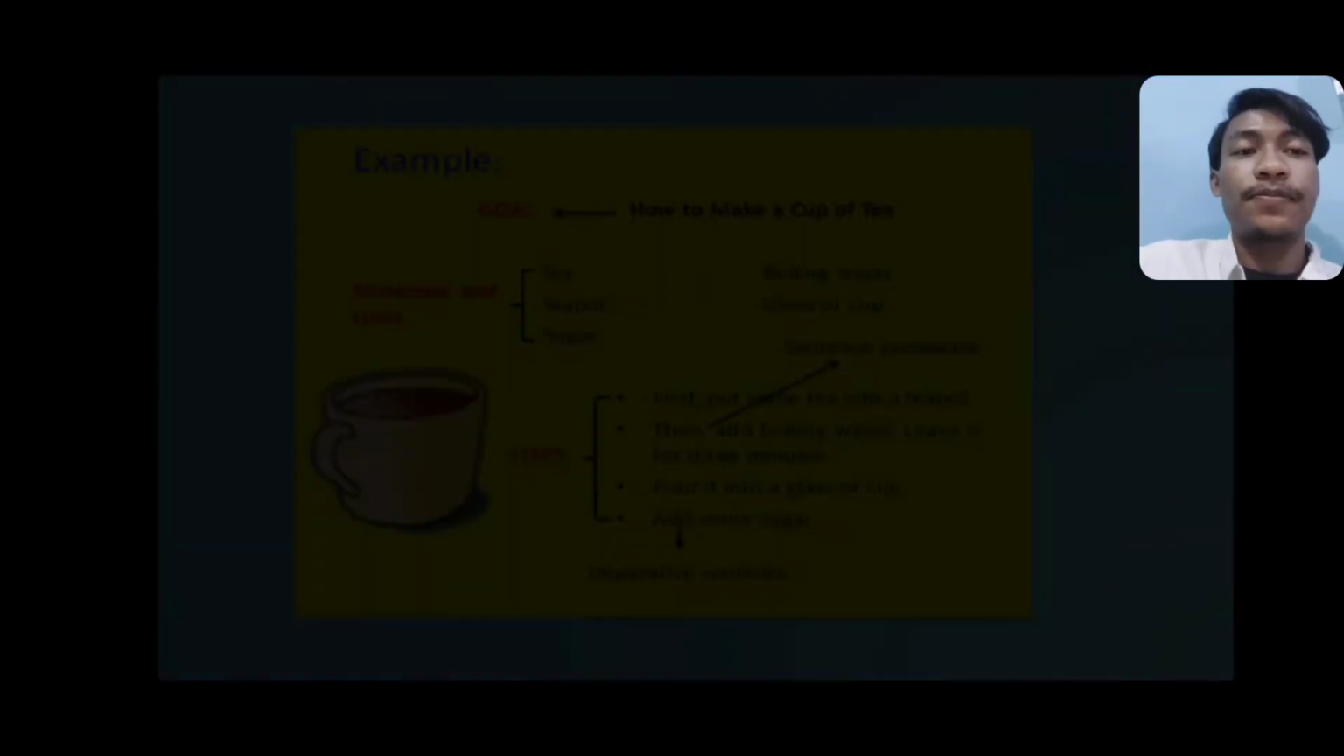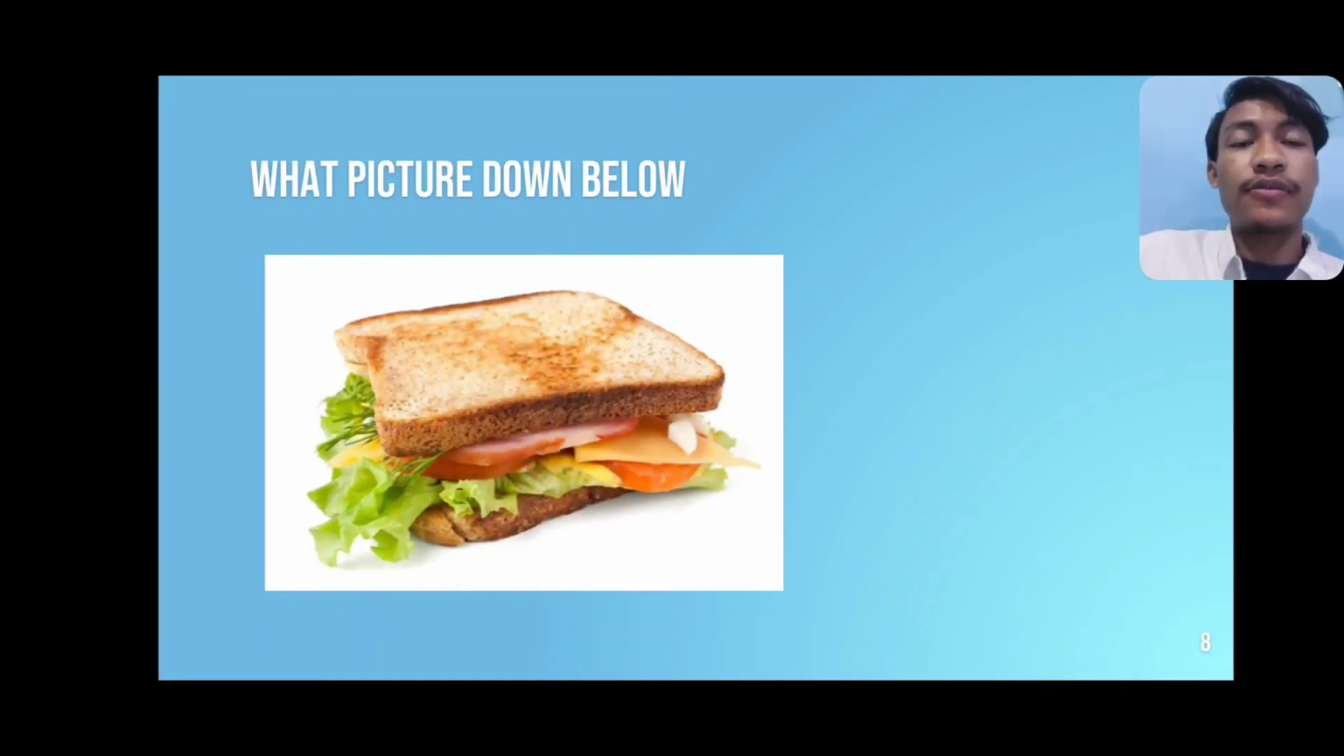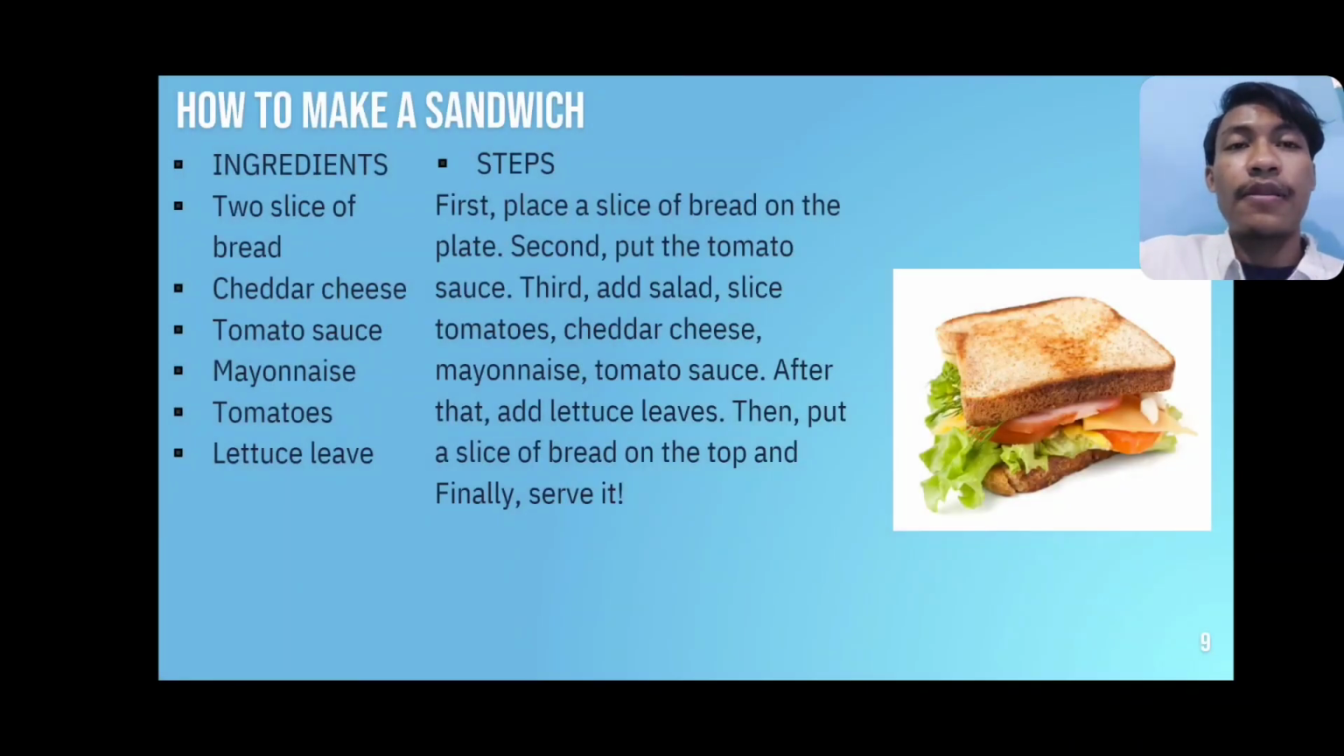Okay, so I will tell you about this. What is the picture down below? The picture, let's see. Okay, the picture is a sandwich. This is another example of a making procedure text: how to make a sandwich. That's the goal. And the second generic structure is ingredients and also tools.